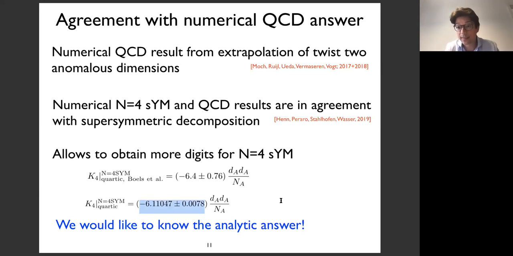We'd like to know the analytic answer. I know that some of you might like to guess. So this is a place where you could try to guess what transcendental constants might correspond to this number here. And we'll see the answer later on in the talk.